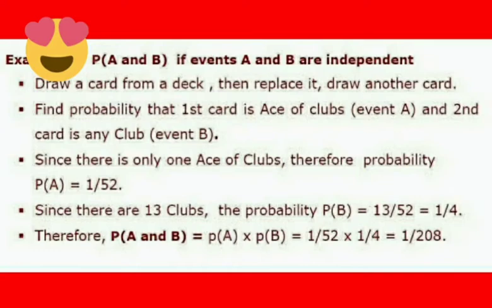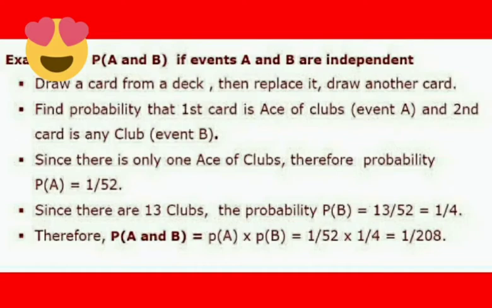Since there are 13 clubs, the probability of B is equal to 13 divided by 52, because 13 is the favorable number of ways for the event B to occur. Which is equal to 1 by 4.